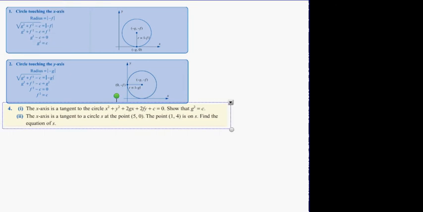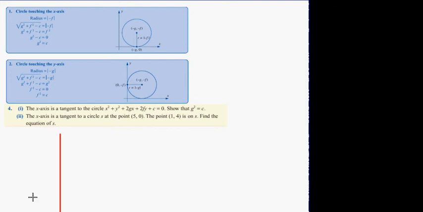Here we have circles touching. The x-axis is a tangent to the circle x squared plus y squared plus 2gx plus 2fy plus c. Show that g squared equals c. So what we're going to do is exactly what's in the first blue box.